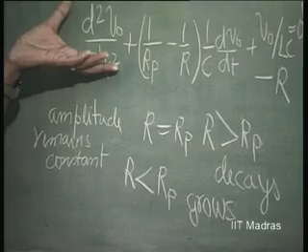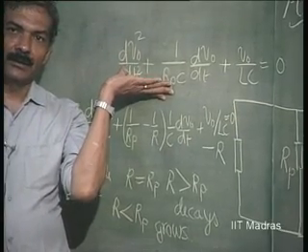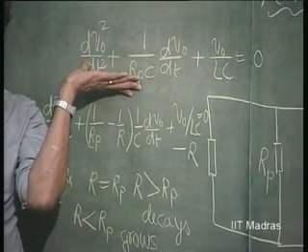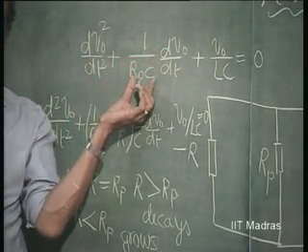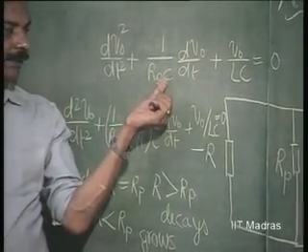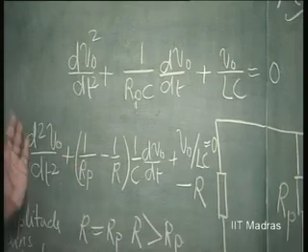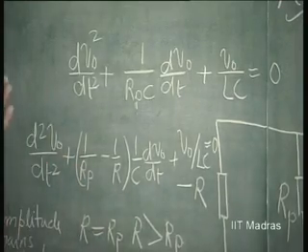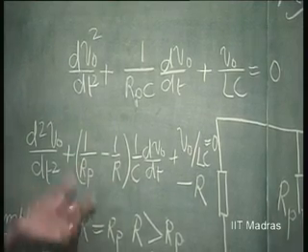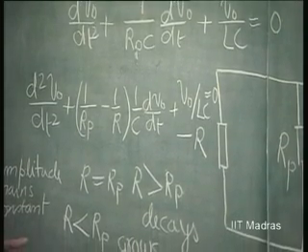In terms of frequency domain, what does it mean? This will have roots lying on the left half of the S plane, because of this being positive. If the effective resistance is negative, it will have the roots lying on the right half of the S plane. If R is exactly equal to Rp, the roots will be lying on the imaginary axis, then it is a harmonic oscillator.